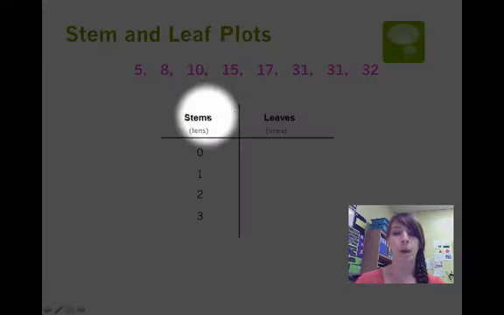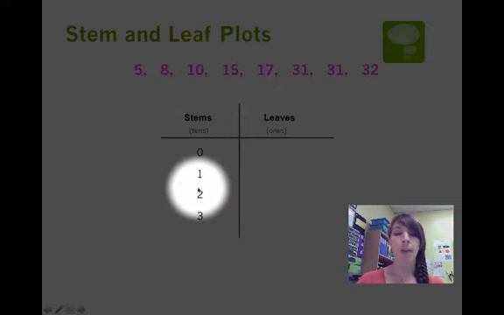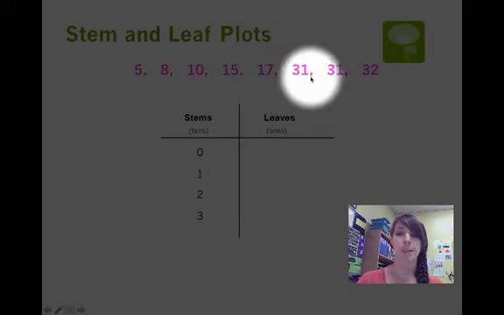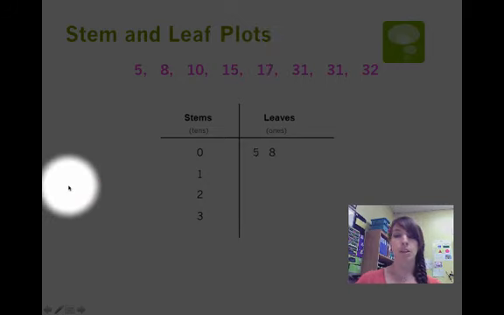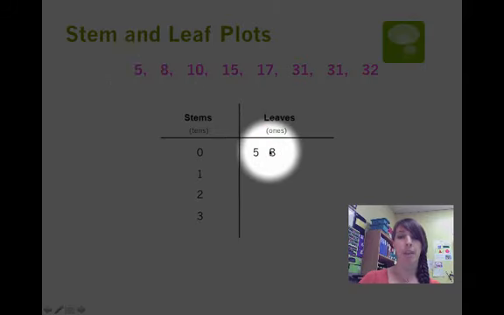And then we have our ones. When we have a 1 in the tens place, we go ahead and write the 2 just to keep ourselves organized, even though there aren't any numbers in the 20s here. And then our 3s. So then the numbers that have a 0 in the tens place would be 5 and 8. So this tells us we have 5, 8.